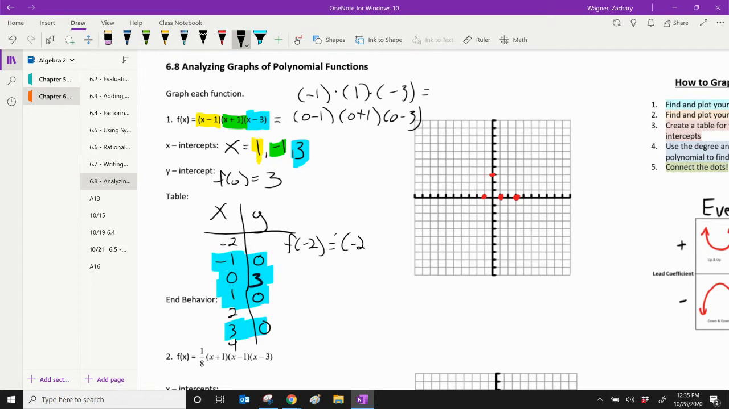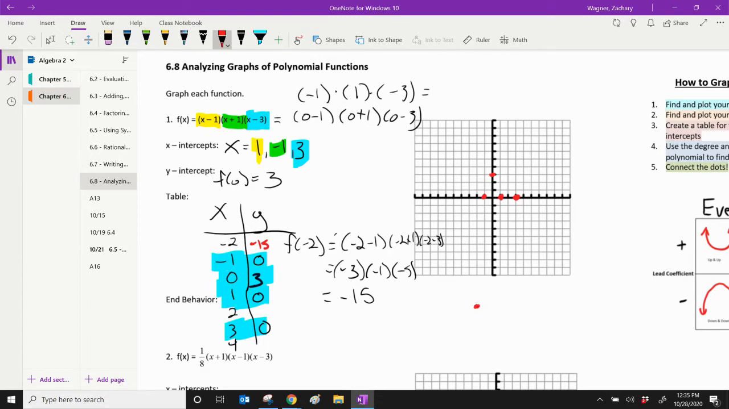is equal to -2 minus 1, -2 plus 1, -2 minus 3. -2 minus 1 is -3, -2 plus 1 is -1, and -2 minus 3 is -5. A negative times a negative times a negative is a negative, and 3 times 5 times 1 is -15. Boom, that goes right there. -2, -15, and that's going to go all the way south of my graph.